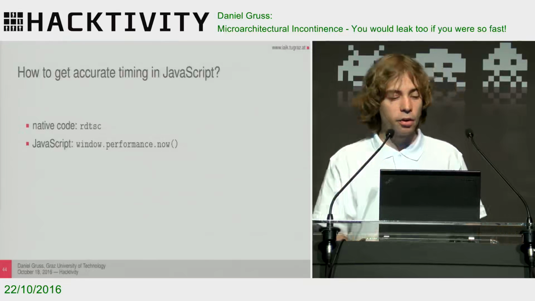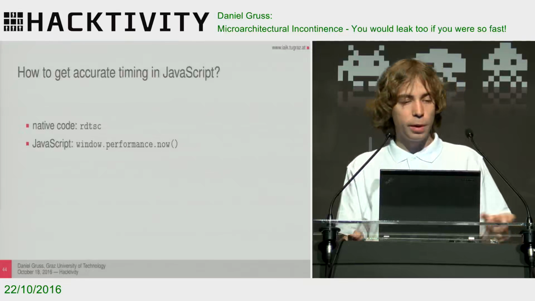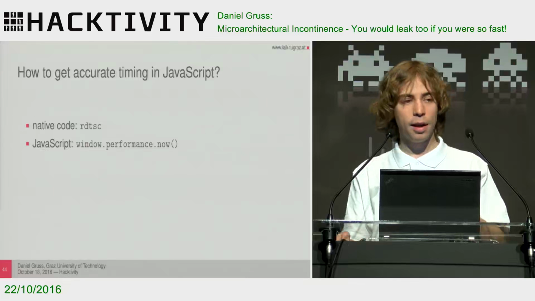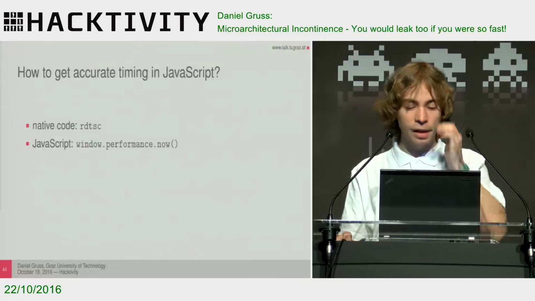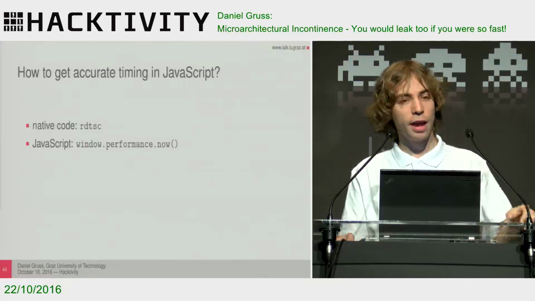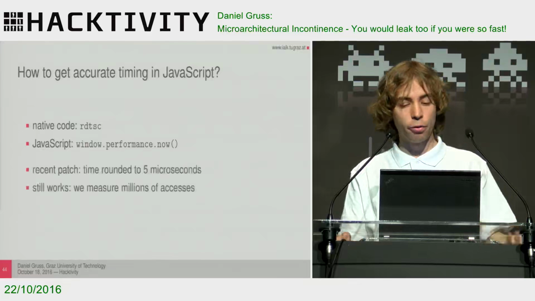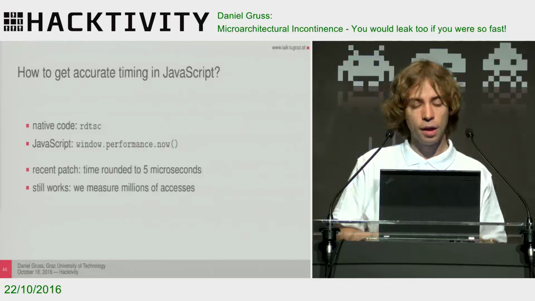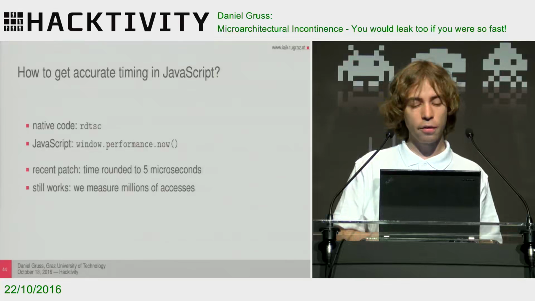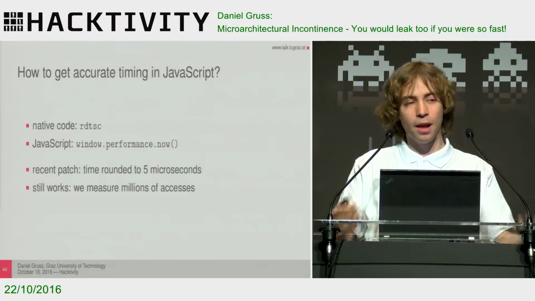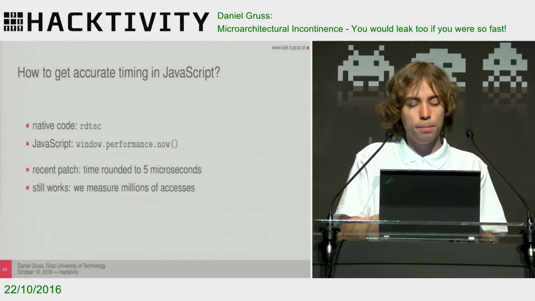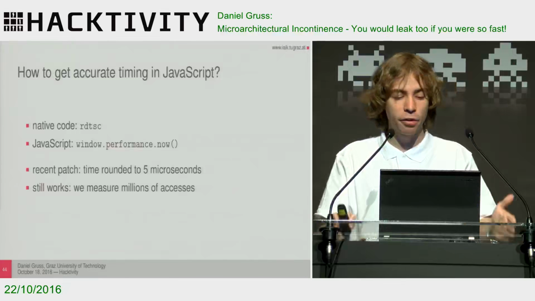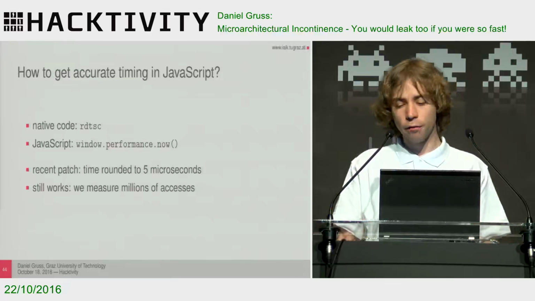So how do we get the accurate timing? In JavaScript, you have the window.performance.now function, which returns a really accurate timestamp. Back when we worked on the attack, it was still accurate to nanoseconds in Firefox. A recent patch rounded it to 5 microseconds. That was by the end of 2015. Our attack still works because we do millions of accesses and measure over these millions of accesses, so 5 microseconds is still accurate enough for our attack.